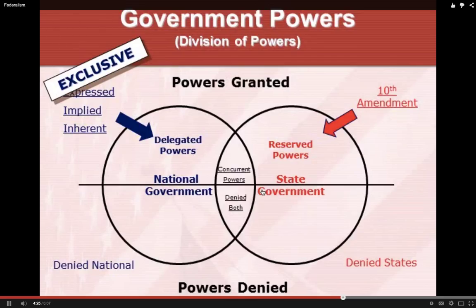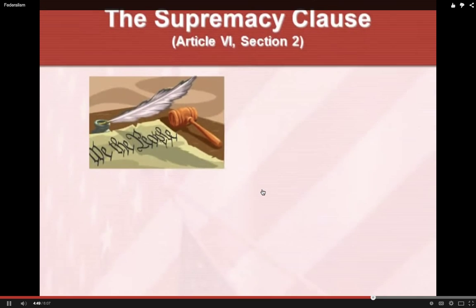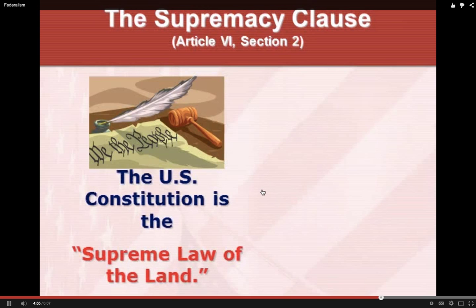Those powers that are given, like coining money, like declaring war, those are called exclusive powers. They are exclusive to the national government. The state government cannot get involved in those. Like I said, coining money, regulating immigration, declaring war, entering treaties, raising an army, raising a navy. Article 6, Section 2 of the Constitution is the Supremacy Clause, and we've talked about that before.